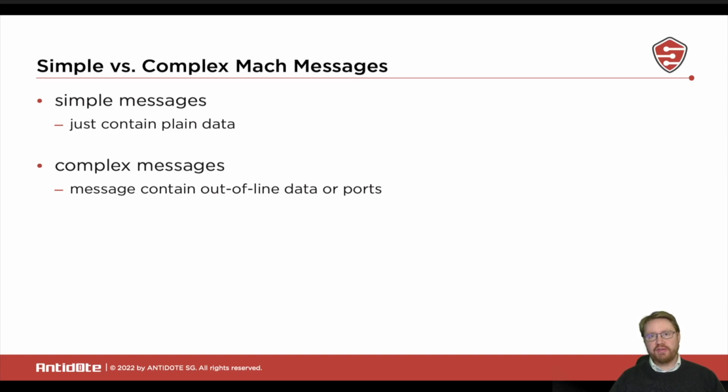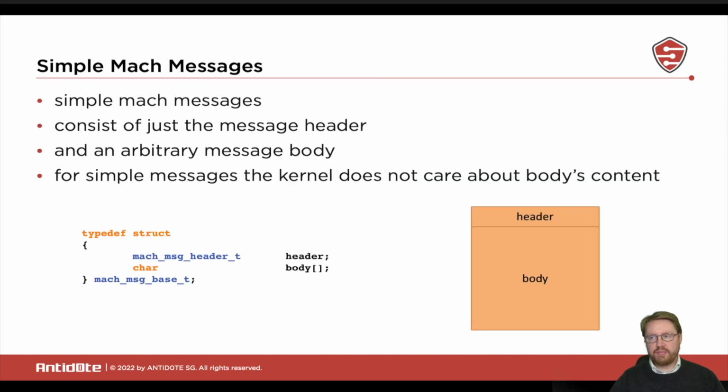But complex messages, on the other hand, contain so-called out-of-line data or ports. So this is basically extra metadata that is passed with the message so that the kernel can handle certain special data elements that otherwise cannot be transferred between tasks. So let's start with the simple message.